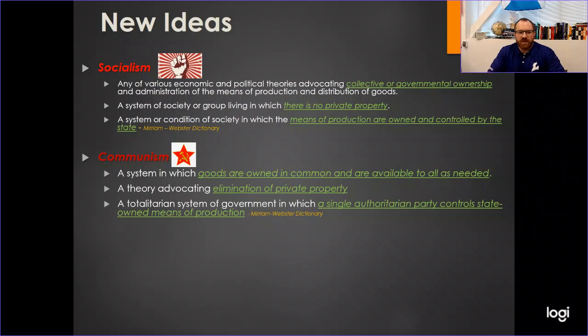Notice it also talks about the elimination of private property. And then a single authoritarian party controls state-owned means of production. That is something that's added in a little bit later because that's usually what we see in communistic or socialistic states. One political party controlling everything. Good example today, China. The one political party in charge of China, and there are no others to challenge it, is the Communist Party of China. They run everything. You are either a member of the party or you don't have a say in anything.